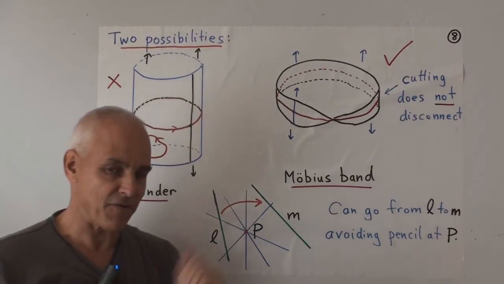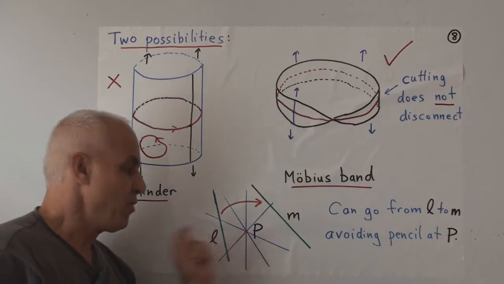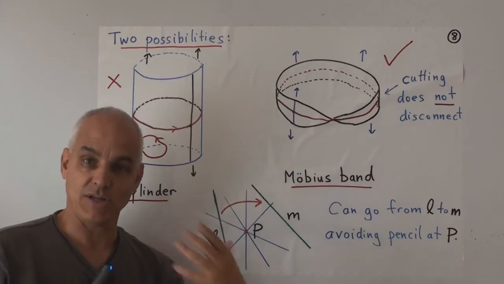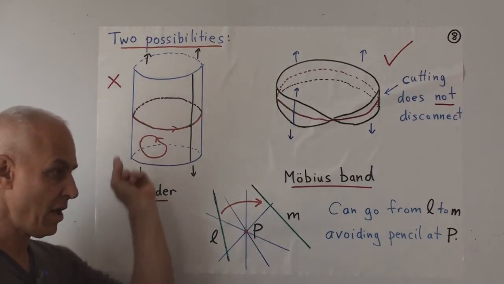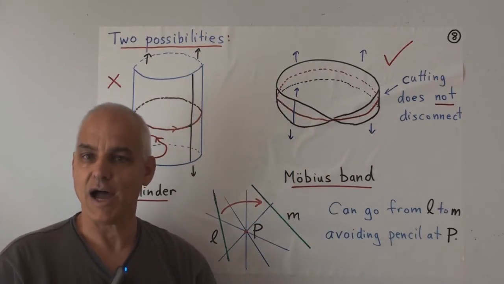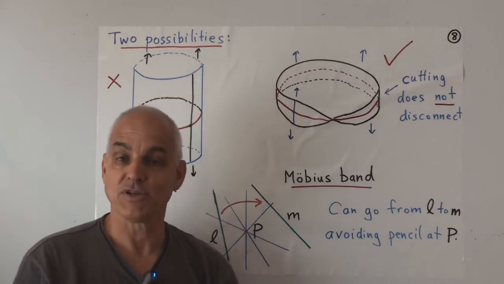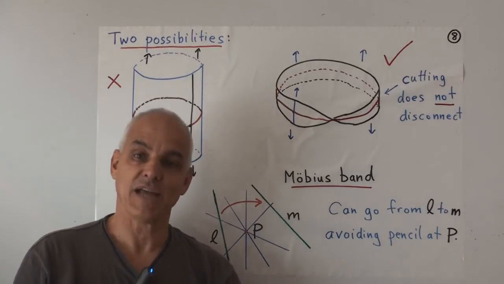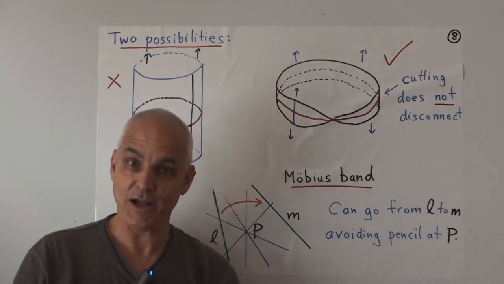So what I've kind of convinced you of here, I hope, is that if you remove the pencil at P, you can still connect any 2 points in what's left over. So that means we're not in the cylinder case, we must be in the Mobius band case. The space of all lines in the plane is a Mobius band, and it's, in my view, the most natural and most pleasant manifestation of the Mobius band in mathematics. It should be in every linear algebra text.